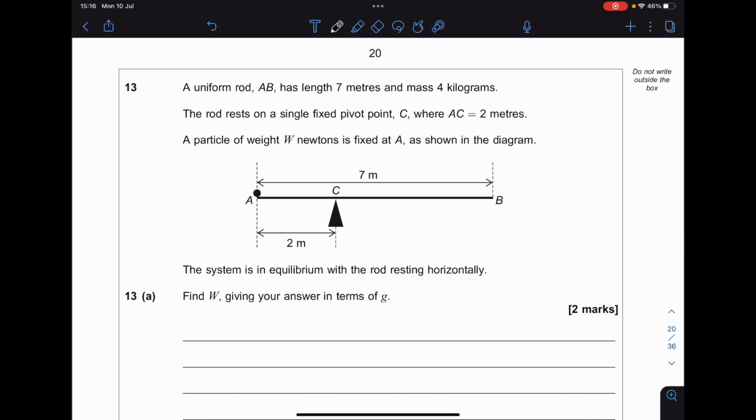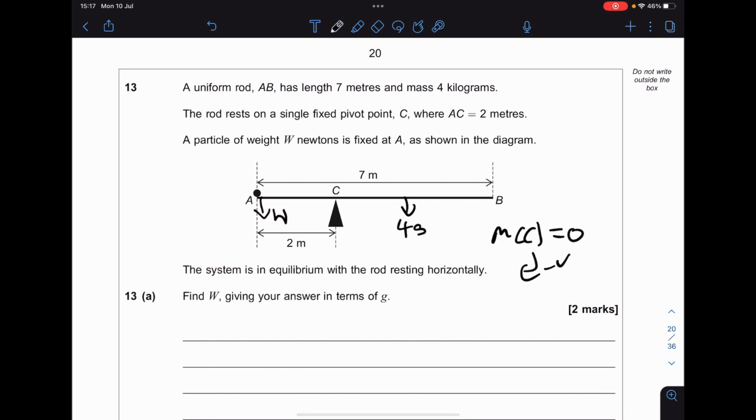Okay, moments. Very good. I do like a moments question sometimes. So we need to consider the weight of the thing. We've got distances. We've got a weight of 4g. It is uniform, so we take that in the centre, don't we? I always take moments about a particular point and then find W pretty quickly. So what's the best way to do that? Let's take moments about C, so that is equal to 0.